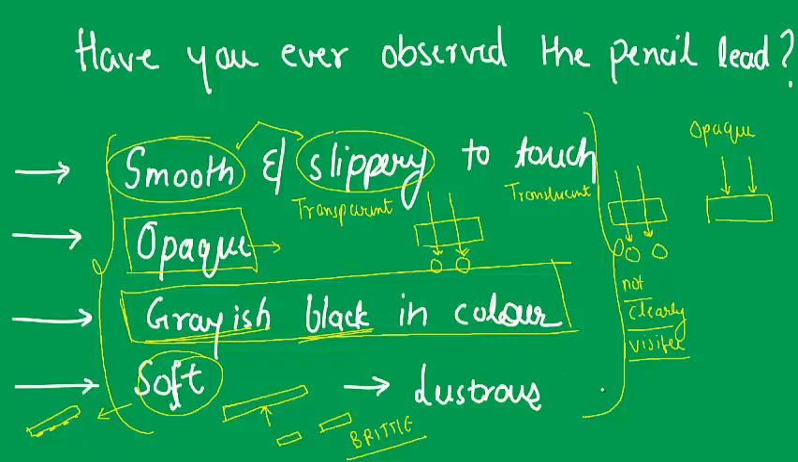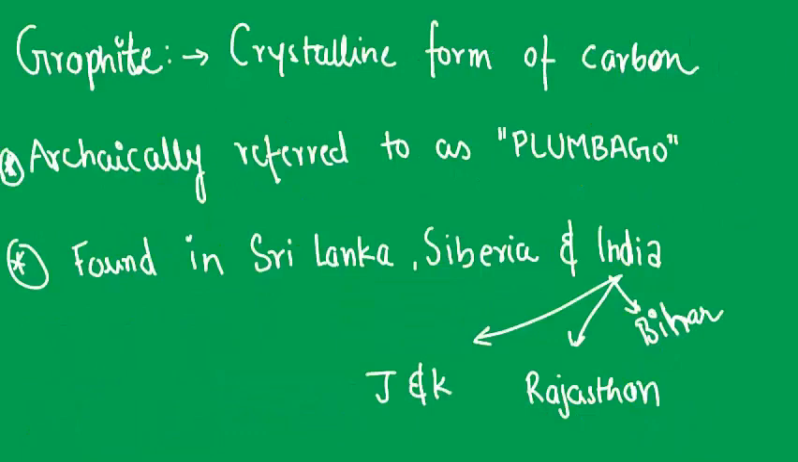Okay, and the next thing is, as soon as light is incident over this graphite, the surface appears shiny, which suggests that this substance is lustrous in nature, or it possesses some luster. So we have discussed this pencil lead. Now what is this substance? This substance is nothing but your graphite.